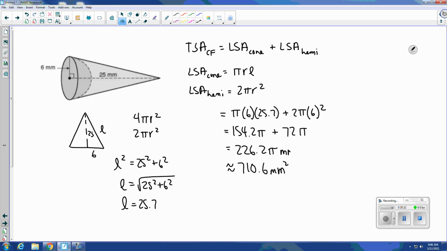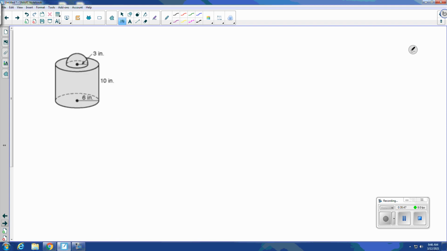And in fact, this answer in terms of pi is really an approximation as well, because we had to round the slant height to the nearest tenth. So both of these are really approximations, but one's in terms of pi, the other includes the pi in the multiplication. So there's your total surface area for this composite. Lateral of the cone, lateral of the hemisphere, add them together. There's your total. And let's jump to the last example.